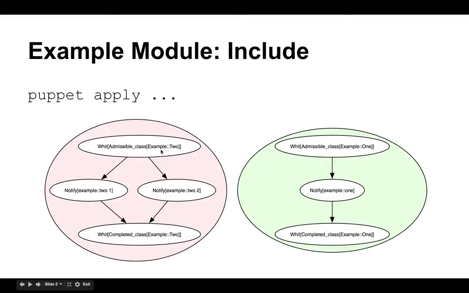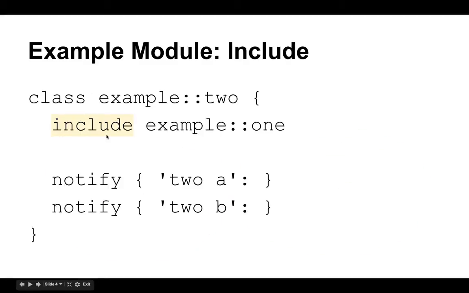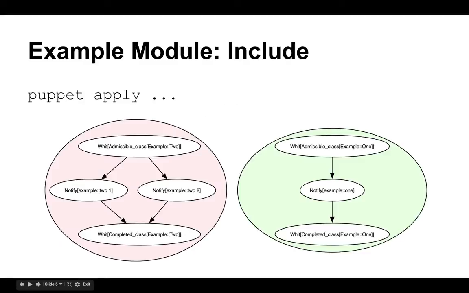So we have example::2, the beginning whit, the end whit, and the sandwich containing those two resources. And unrelated to that, off to the side, it doesn't matter whether before or after, we have another class, example::1. We've got the same sandwich scenario with these whits, and in this case just a single resource in between them, but there's no relationship. Again, that's what happens when you include another class. It makes sure it exists in the catalog, but it does not specify any particular relationship between the two classes. Puppet will figure out what to do, and it's basically random which one goes first.